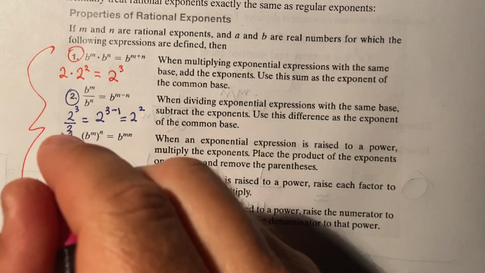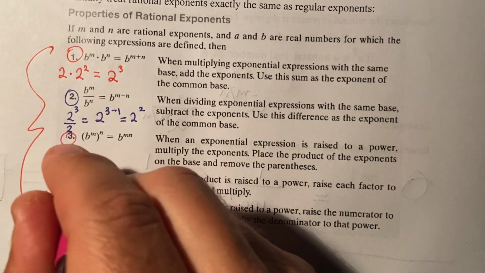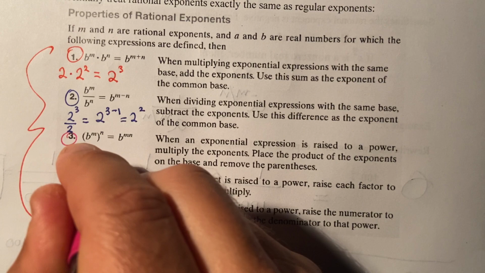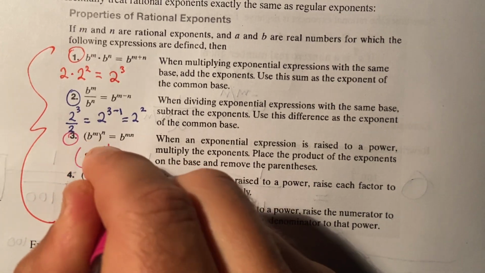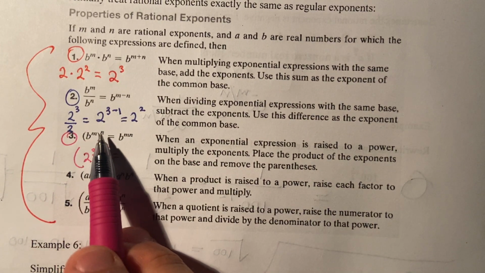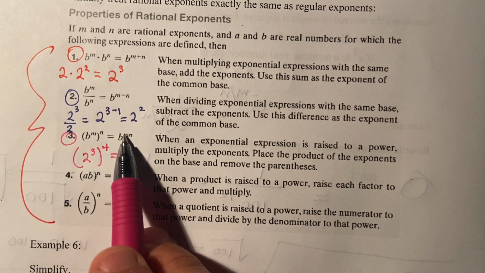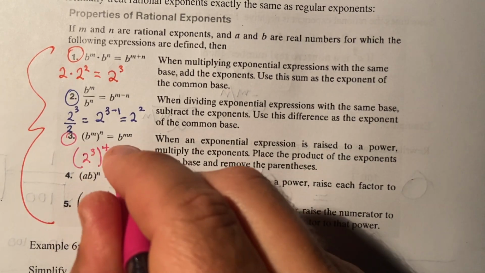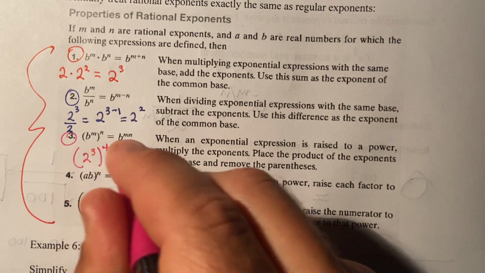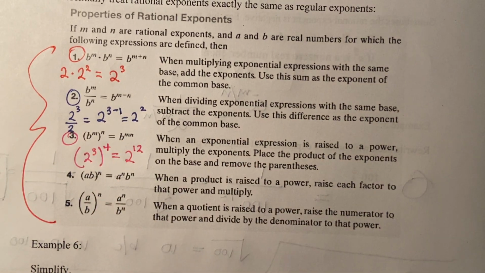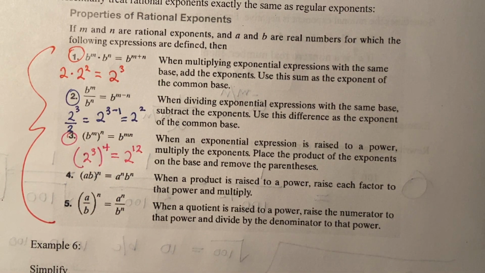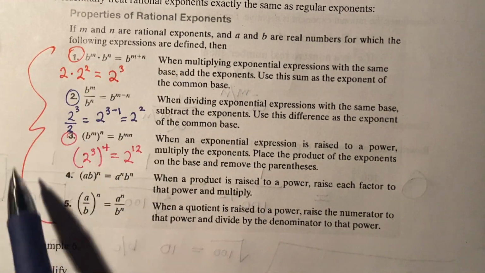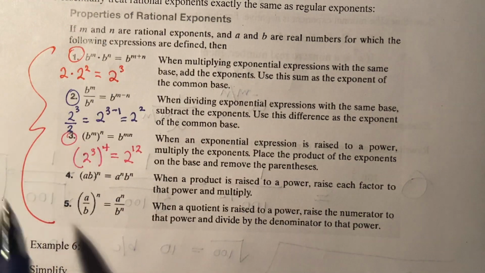b to the m to the n. If you have 2 cubed to the 4th, then with powers to powers, what this is saying is you actually multiply those powers. So this would be 2 to the 3 times 4, in other words, 2 to the 12, and so on. So we're going to get practice working with these, and you do want to get enough practice to where you just ultimately know these.